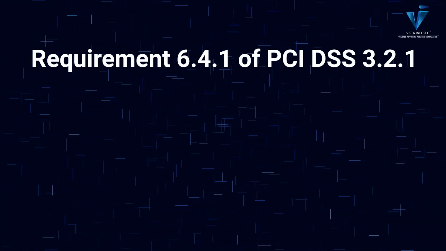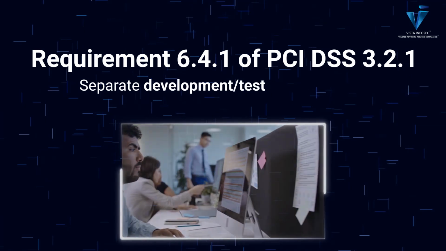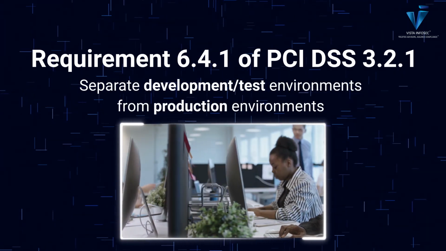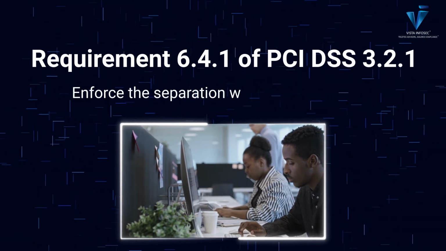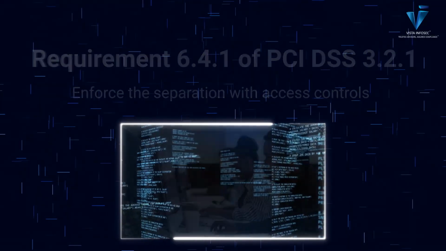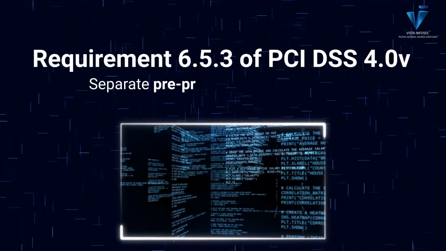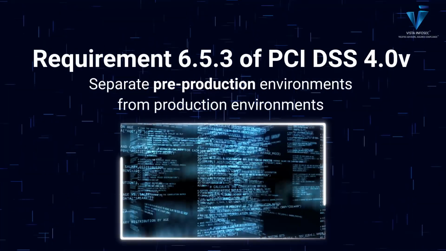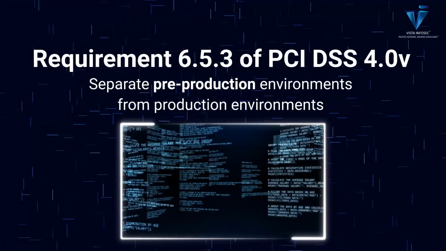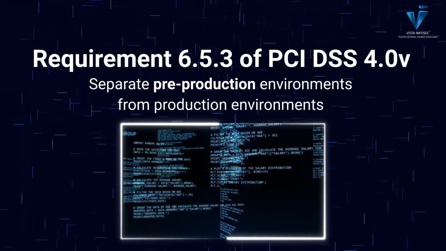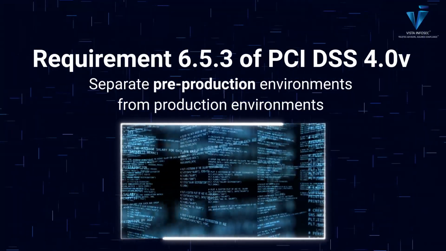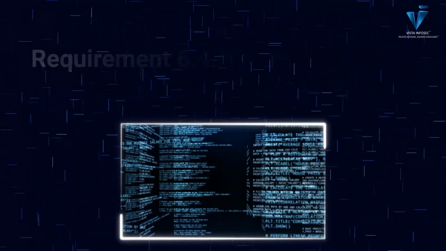Requirement 6.4.1 of PCI DSS 3.2.1 spoke about the need to separate development and test environments from production environments and enforce the separation with access control. The same has now been moved to 6.5.3, which also addresses the need for separate pre-production. Of course, the wording changed. Pre-production environments from production environments and the separation to be enforced with appropriate access control.